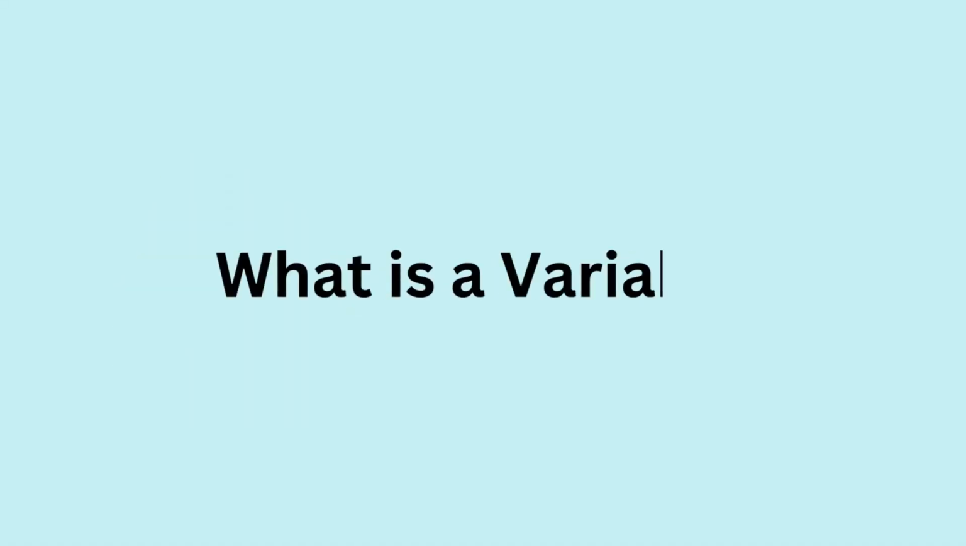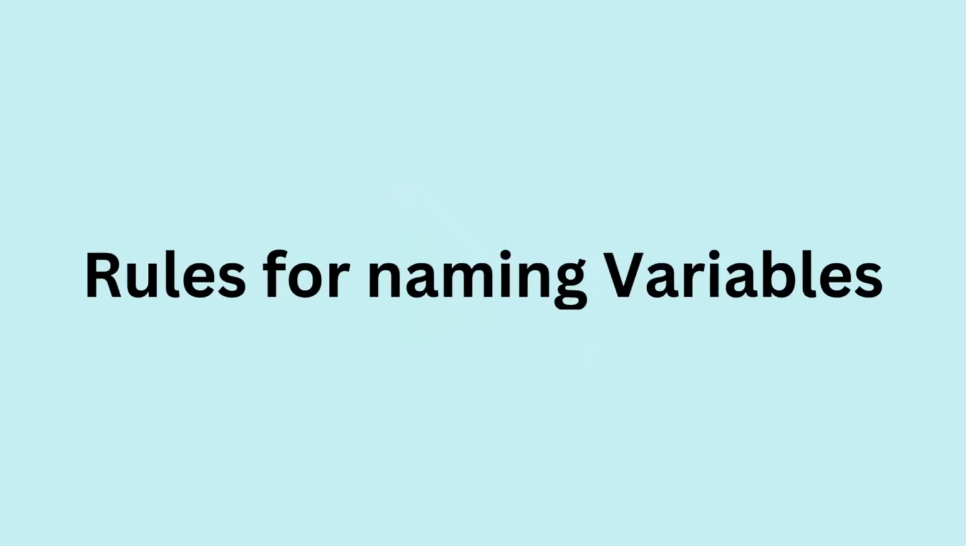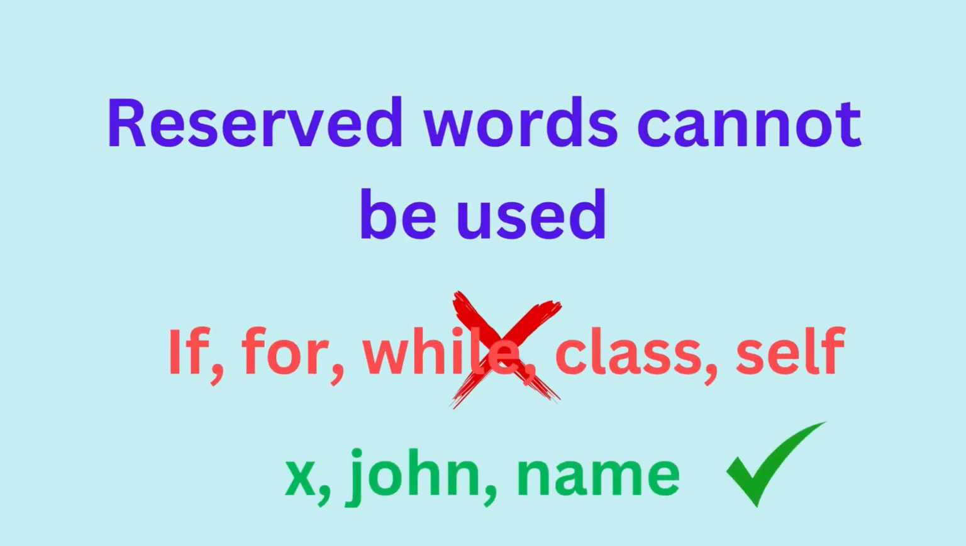Question 2. What is a variable? Answer. A variable is a named container of data in Python language and probably in every programming language. Each programming language has its own set of rules for naming variables. Like in Python, we can use any word that is not a part of Python language.